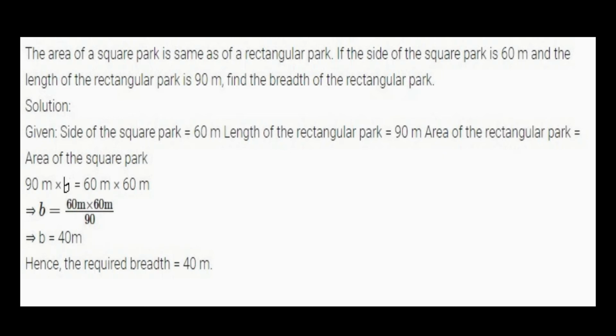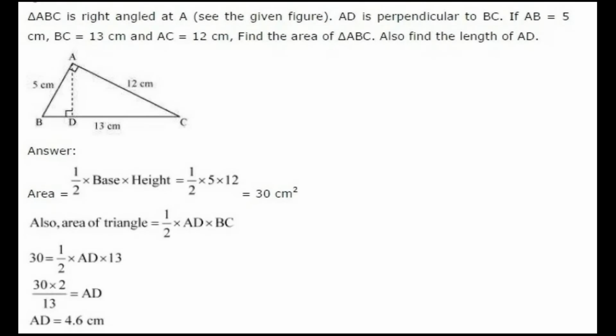So if we form an equation and if we have to find out the value of b, then what happens? 90 meter goes to the other side in the denominator. So it's basically a basic calculation, 60 into 60 divided by 90. So by this calculation we can get the value of breadth. Again a very basic and easy sum.